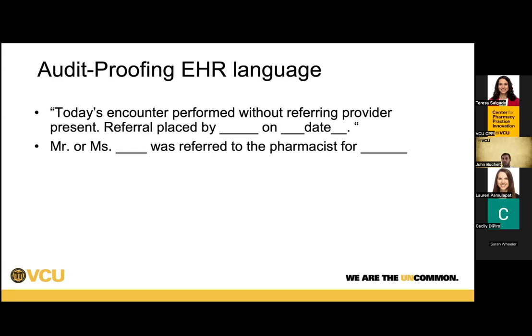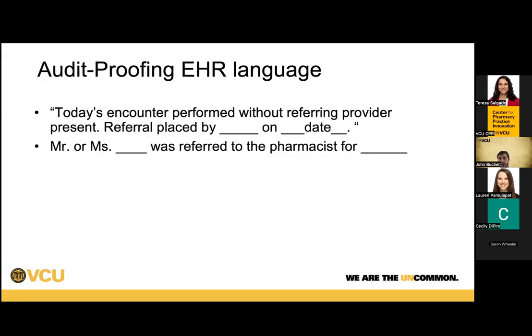So what are some things that we put in our visits to help with billing? Typically, some of the providers requested that if we're doing incident to billing, we make sure there's information at the top of the note that this was an encounter performed without the referring provider present, because it was a little difficult to tell based on how the notes were adjudicated.